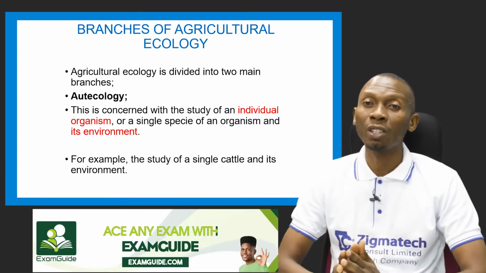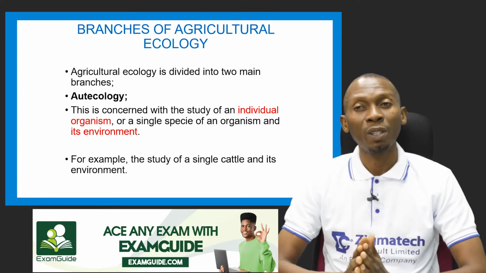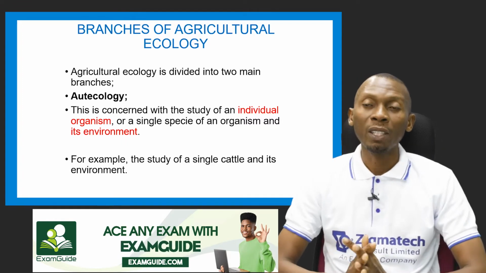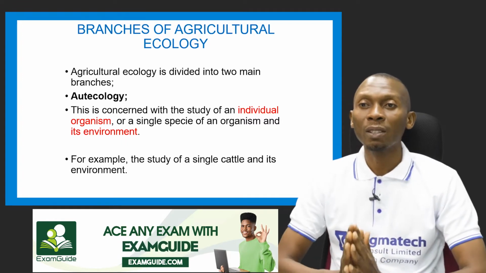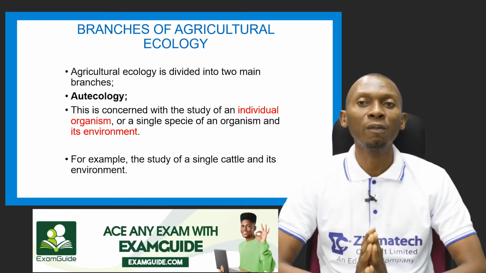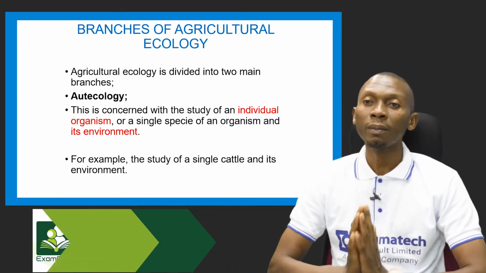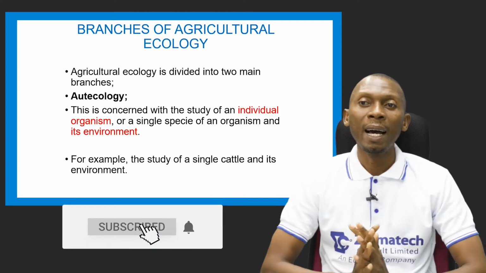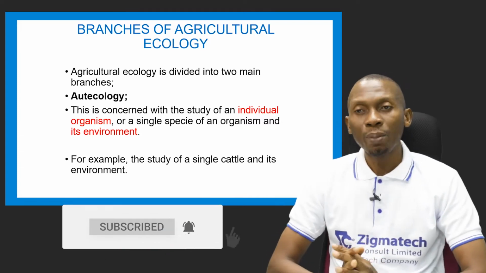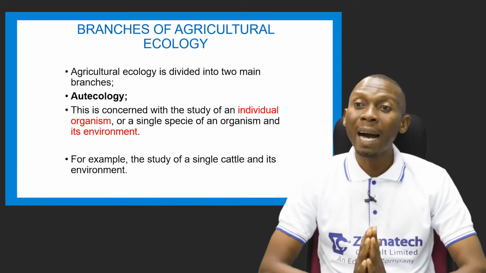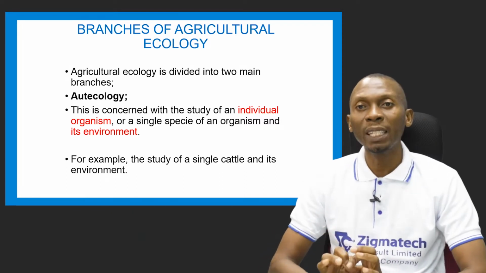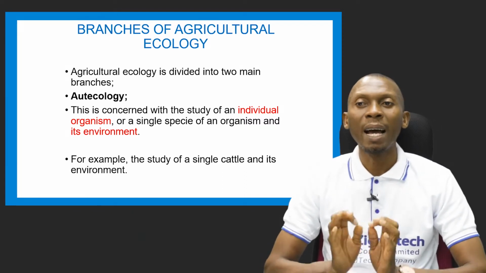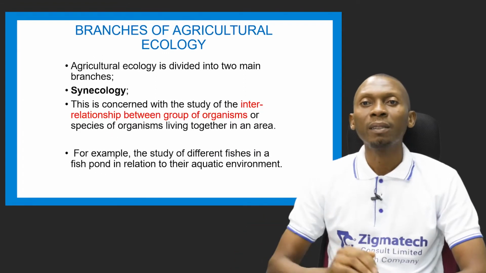Remember, we talked about ecology being the study of the relationship between living organisms and the environment, but in this case, horticology has to do with just a single individual organism or a single species and its environment. For example, a single cattle and its environment. You're studying a single cattle and its environment.